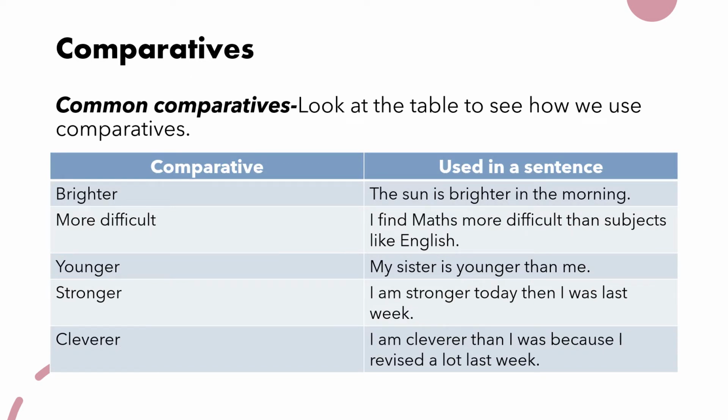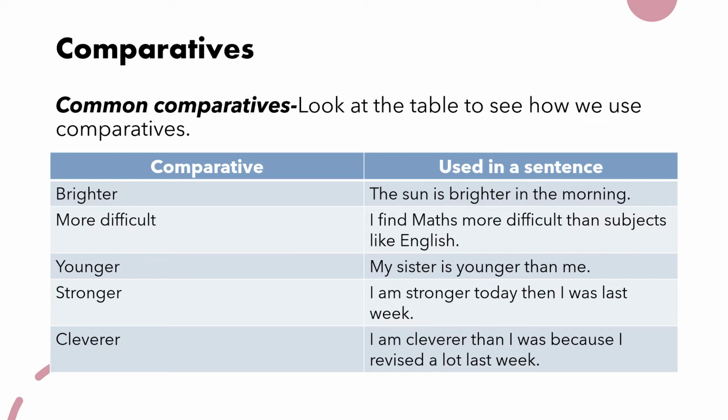Now we've got a few common comparatives. So if you have a look at the table, we've got our comparatives here on the left hand side, and we've got an example of how to use these in a sentence on the right hand side. So the first one, we've got brighter. You can see here that rather than just being bright, it's got the ER on the end of it, which helps us to actually compare it to something else. So the sun is brighter in the morning.